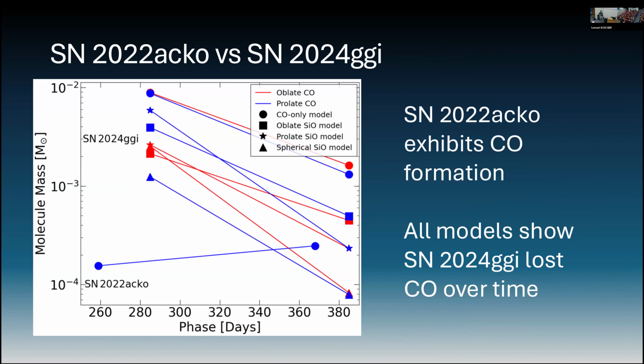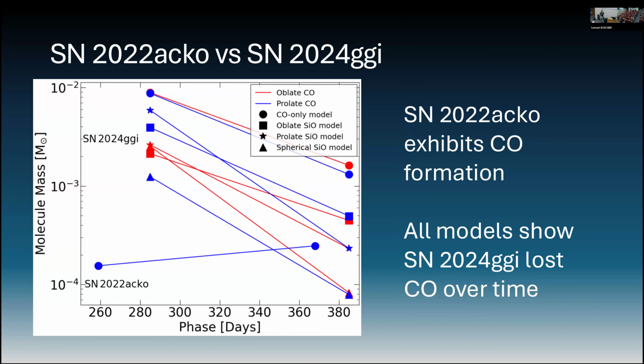And then, since I'm low on time, I'll show a comparison of these two objects that we've been able to fit so far. So we see in 22 ACKO an increase in CO mass over time, suggesting that we haven't reached the end of CO formation, or at least the formation to destruction ratio is still quite large.